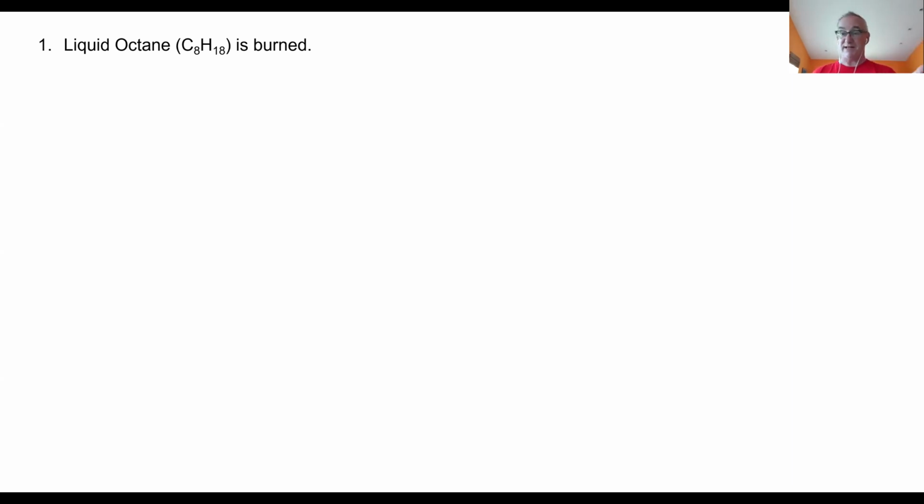Liquid octane, basically gasoline, is burned. What does that mean? So what kind of reaction is this? Can someone first tell me what kind of reaction this is? Combustion. Oh yeah, it is combustion to be sure. Now combustion, what is a combustion reaction? Something is burned. Yeah, so something's burned. But when I burn something, that actually has a specific chemical meaning. What does that mean when I burn something?